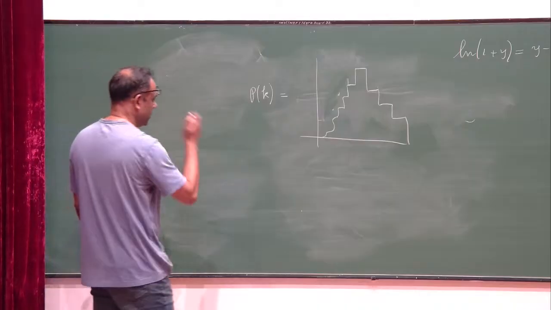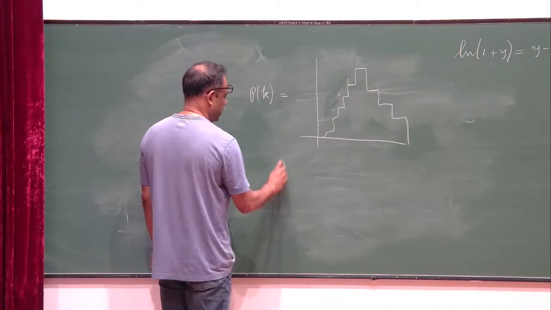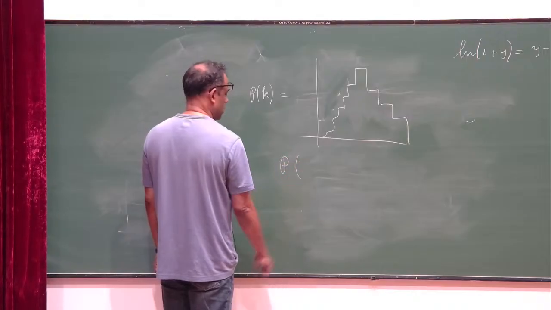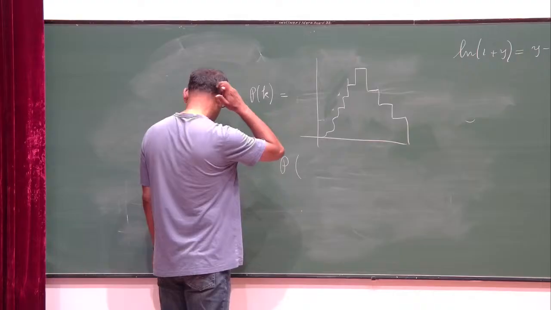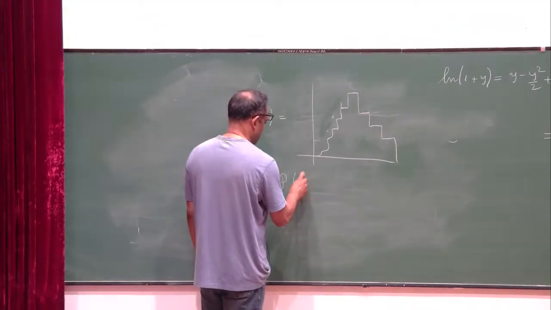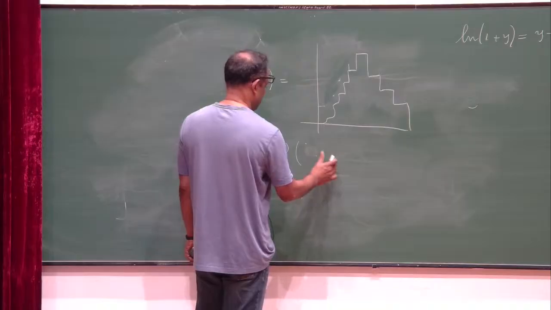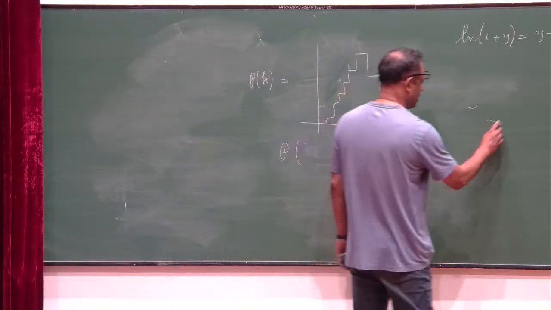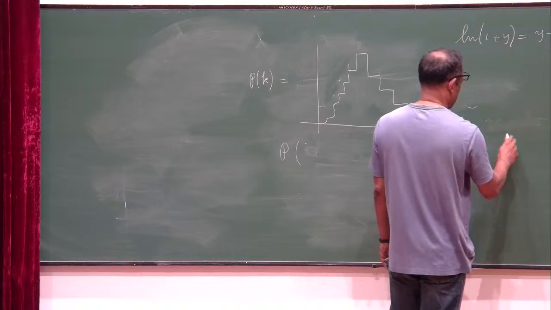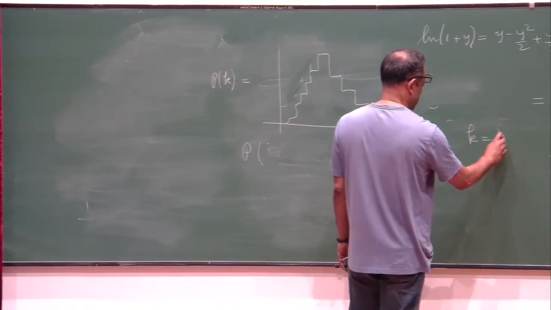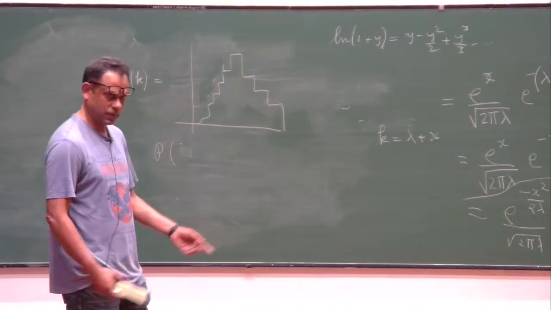So we are now defining a variable. We are looking at probability of K. What is our x? X is equal to lambda minus k, so k equal to lambda plus x. Here also x is discrete, right?